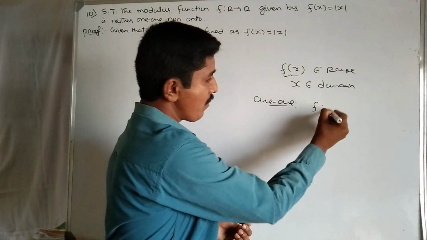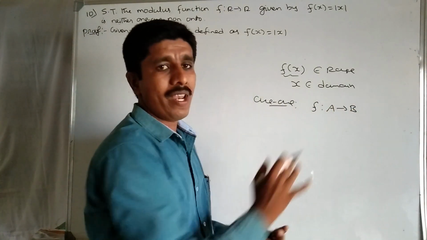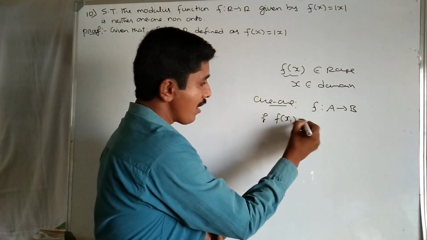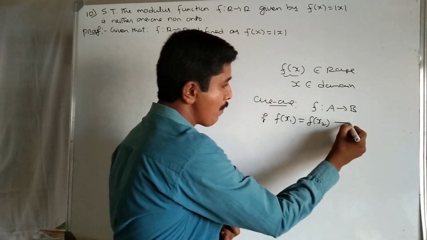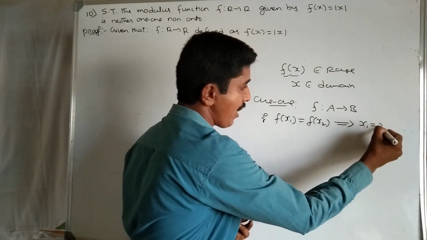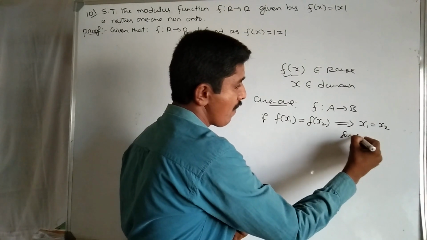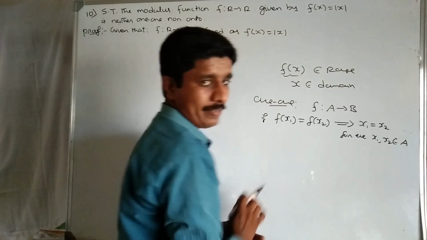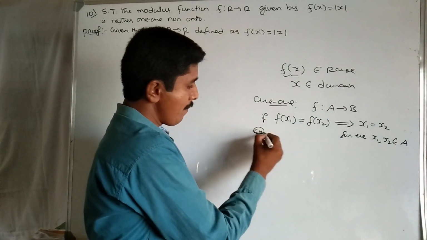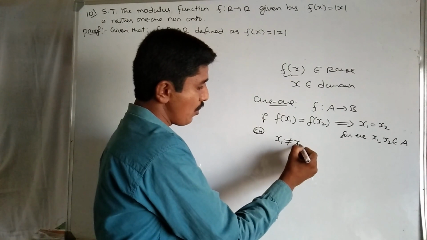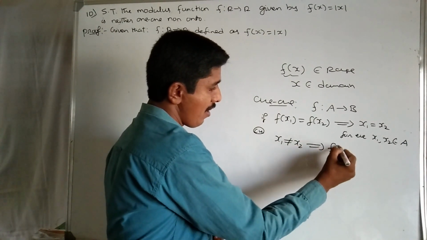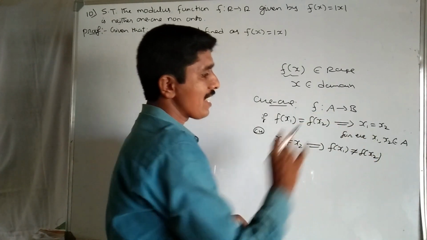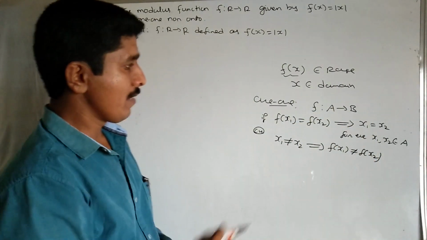A function f from A to B is said to be one-one or injective if f of x1 equal to f of x2 implies that x1 equal to x2 for every x1, x2 belonging to the set A, the domain. Alternative definition: x1 not equal to x2 implies that f of x1 is not equal to f of x2 for every x1, x2 belonging to set A.